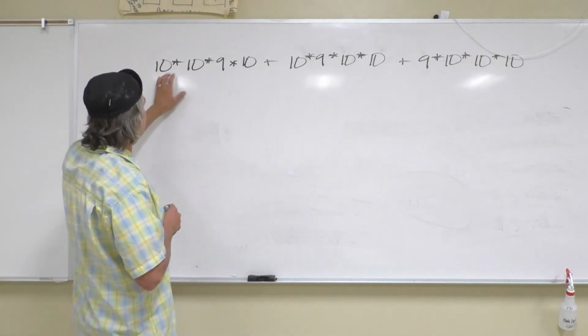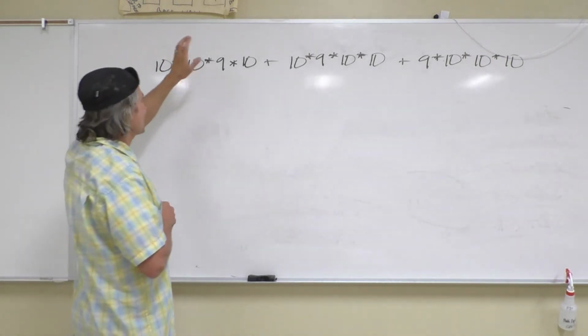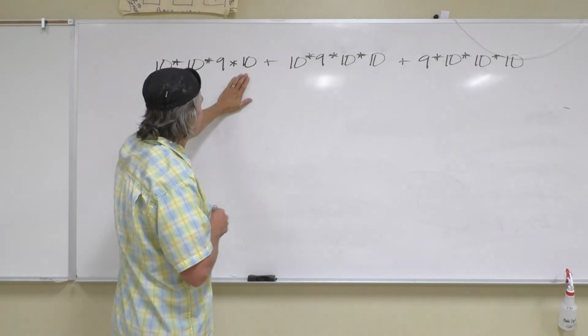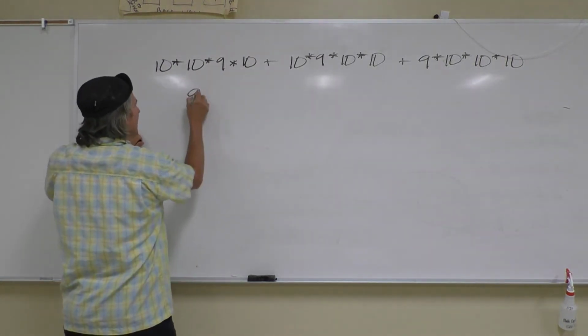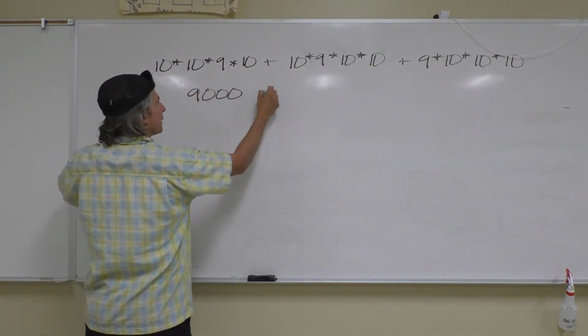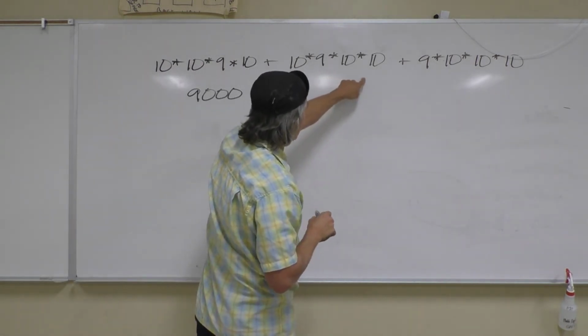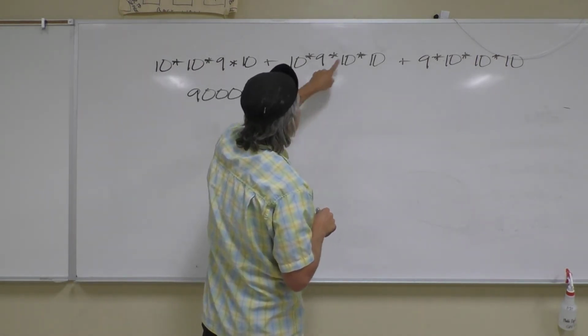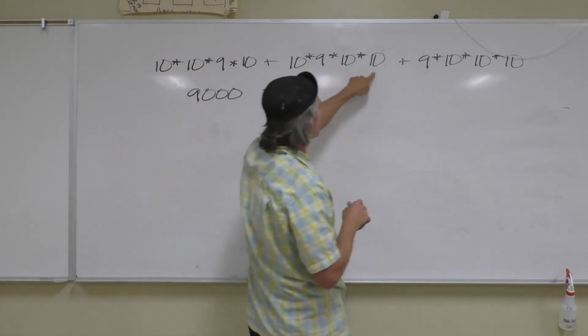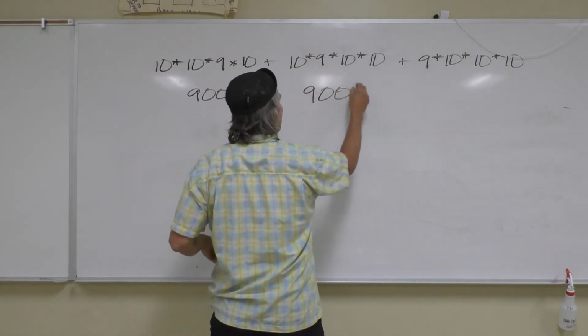So this is going to be 10 times 10, which is 100, times 9, which is 900, times 10, which is 9,000. So this whole bit right here is 9,000. Then you have this. Then you have 10 times 9 times 10 times 10. So that's 10 times 9 is 90, times 10 is 900, times 10, that's another 9,000.